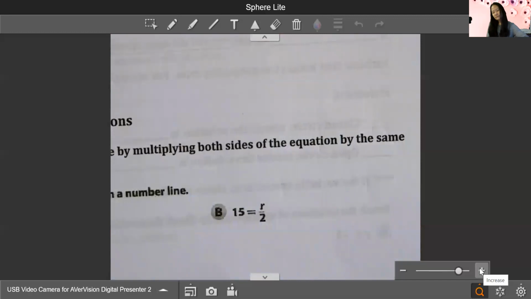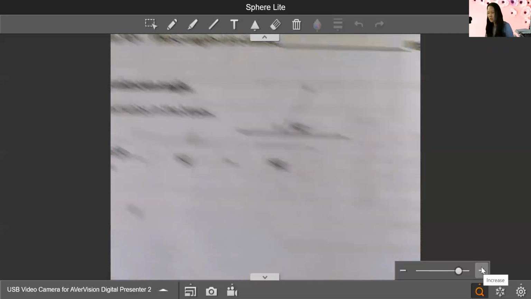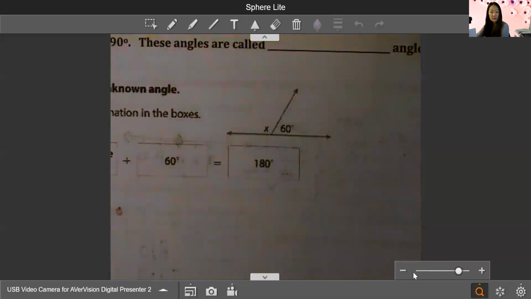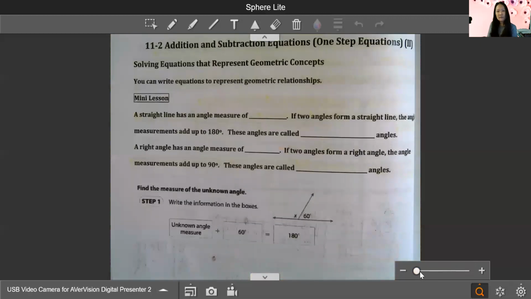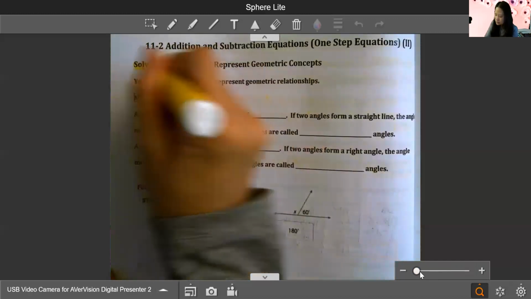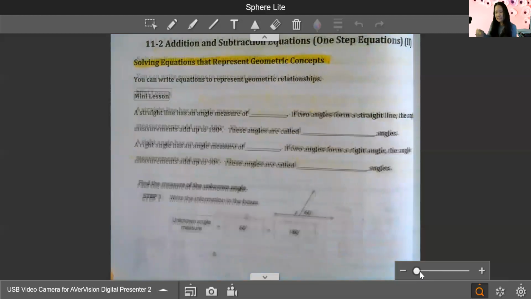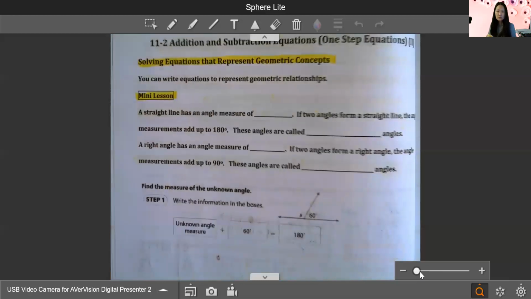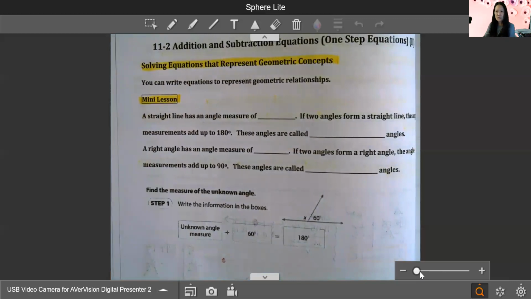Okay, now, if you go to the next page, this time we're going to apply addition and subtraction one-step equations in geometry. Let's take a look here. It says solving equations to represent geometric concepts. You can write equations to represent geometric relationships. Here is a mini lesson. This is something that you already learned from elementary, okay? But we need to use that information, okay?